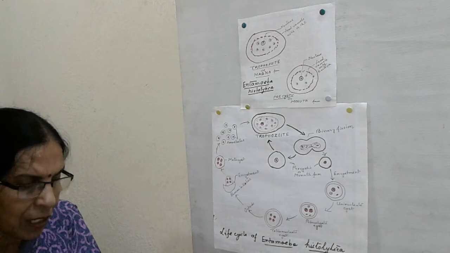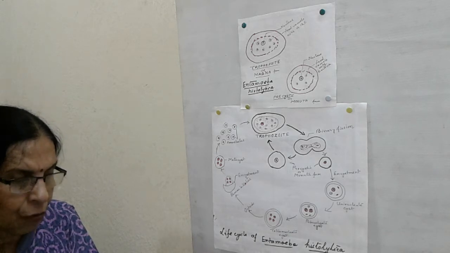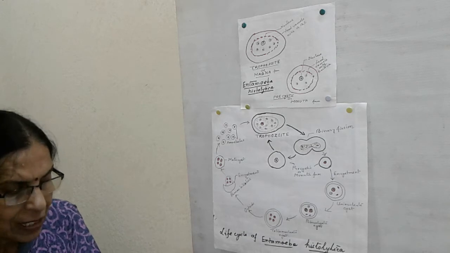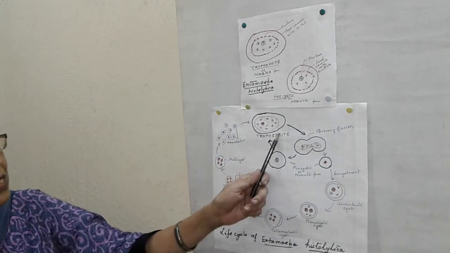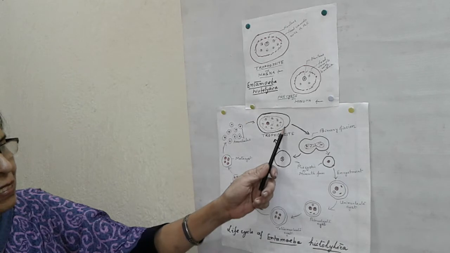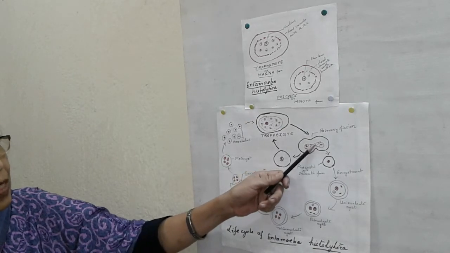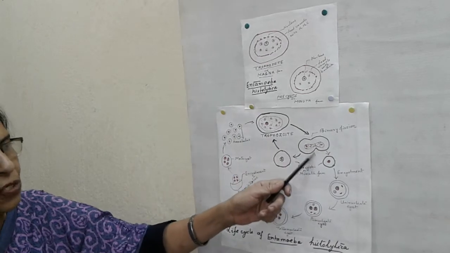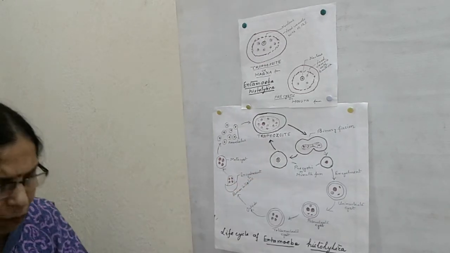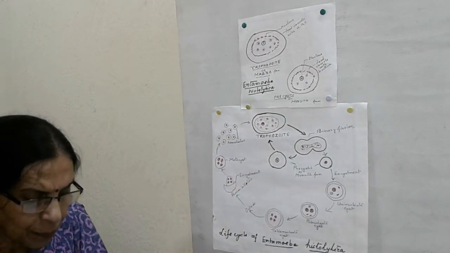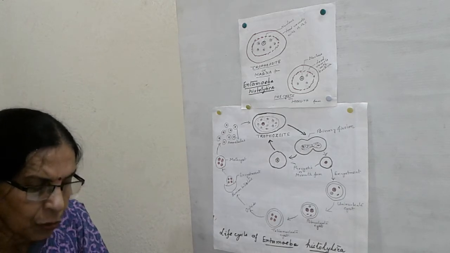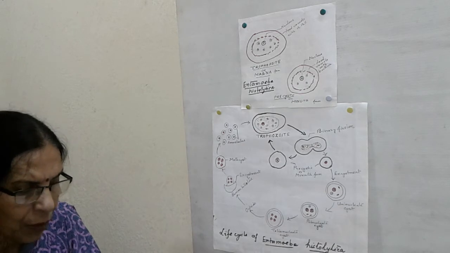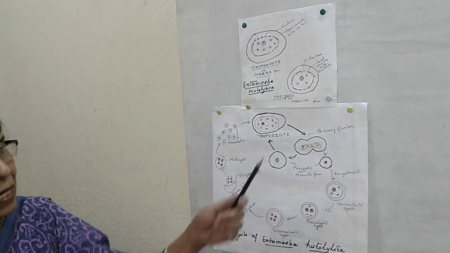Trophozoites in the infected human large intestine reproduce asexually by binary fission. See, these have entered the large intestine and it is dividing by binary fission. So by binary fission there will be a separation, and two daughter amoebae will be formed at a time. The daughter amoebae grow, feed and multiply and increase in number.